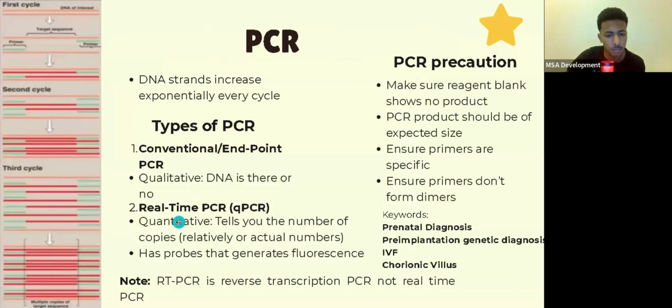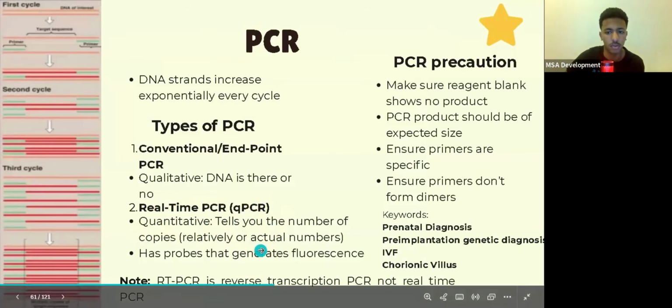And then real-time PCR is different. It's also known as qPCR, quantitative PCR. And quantitative, it tells you the number of copies. It gives you a relative or the actual number of copies. And this is the more advanced type of PCR, and it has probes that generate fluorescence.